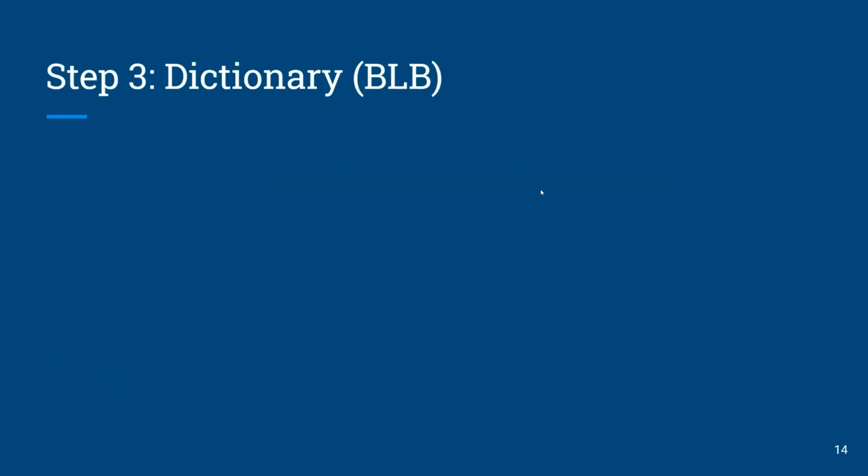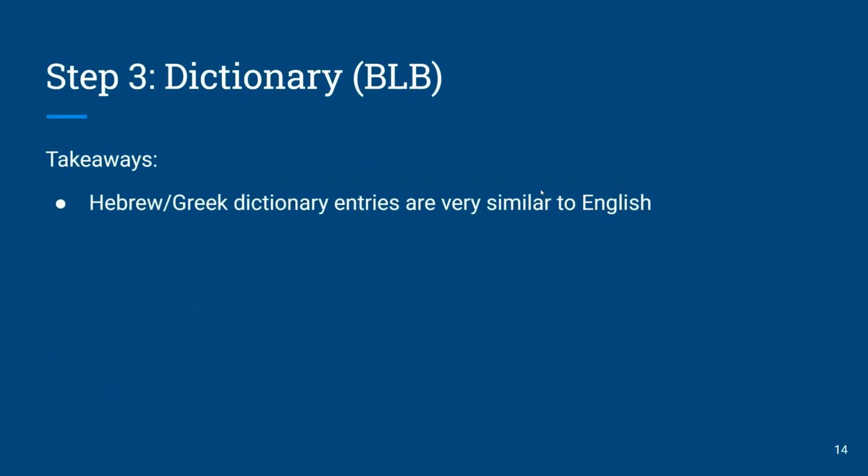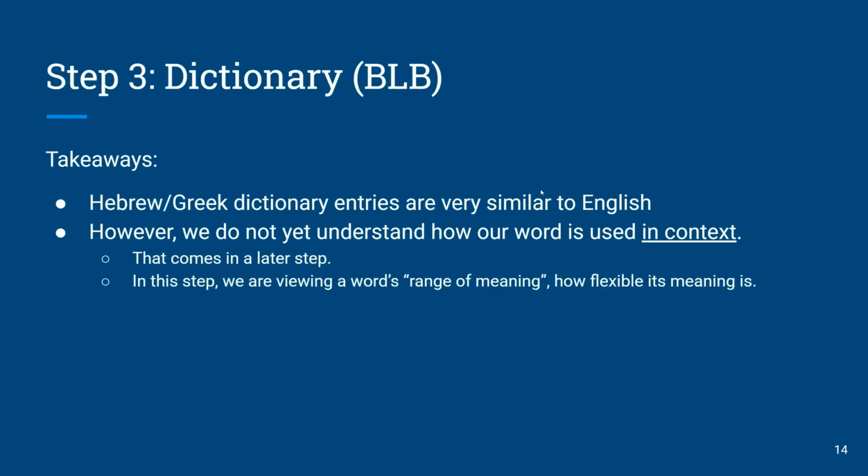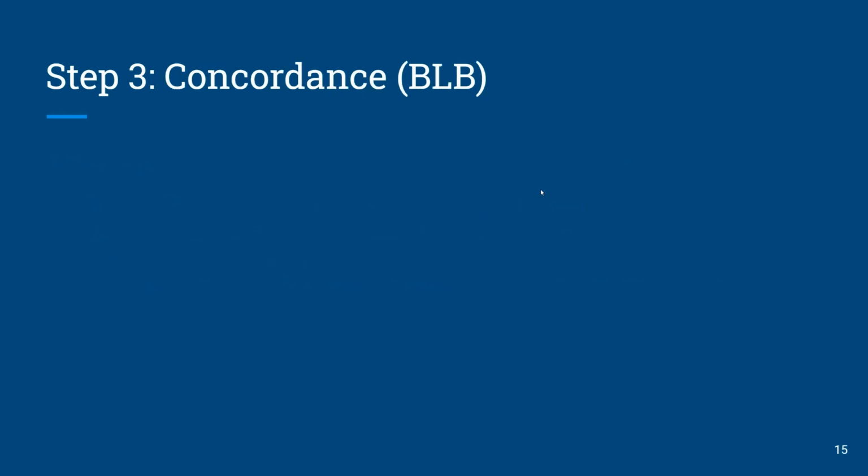Now, furthermore, in step 3 of dictionary, let's just summarize what we've looked at so far. A Greek or a Hebrew dictionary entry is very similar to an English entry. However, we don't yet understand how a word is used in context. Just like the English dictionary, a Greek or Hebrew dictionary would list a range of the possible meanings, and we are left to understand from the context in which this word is used what the most appropriate meaning might be. So, as we said just now, understanding the word usage in context comes in a later step, but in this step we just look at the range of meaning.